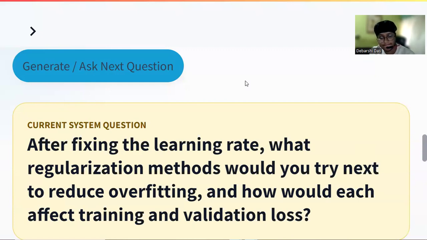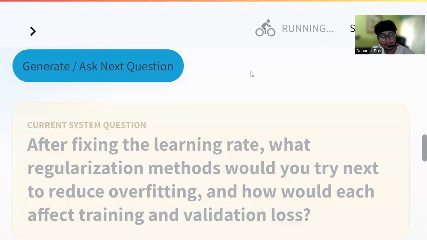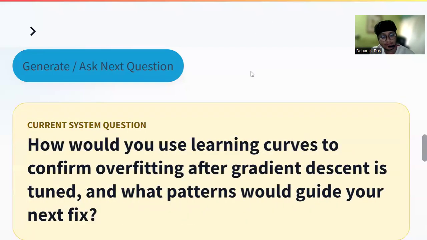Okay, let's get to the next one. How would you use learning curves to confirm overfitting after gradient descent is tuned? And what patterns would guide your next fix?